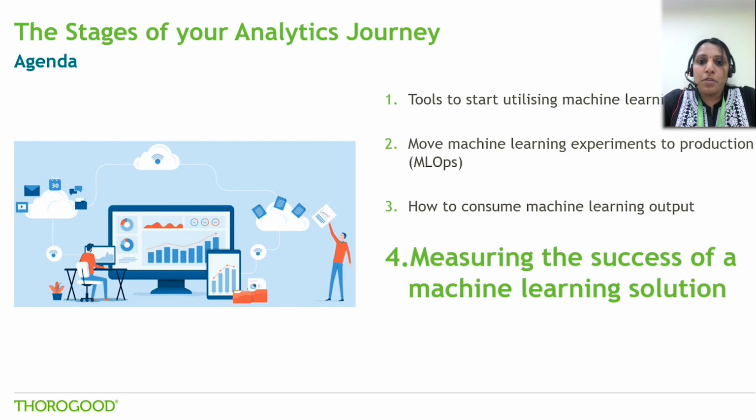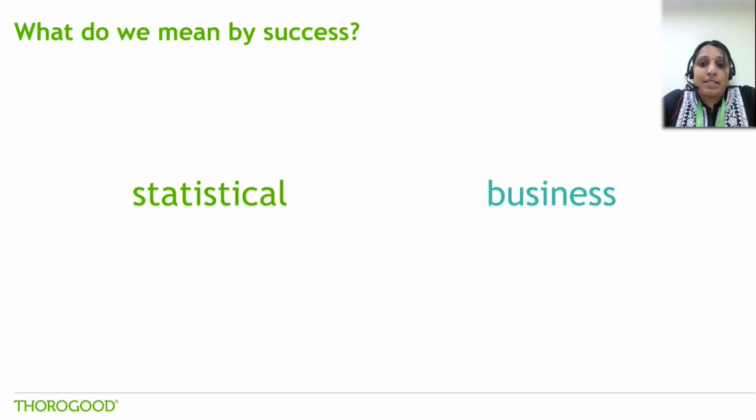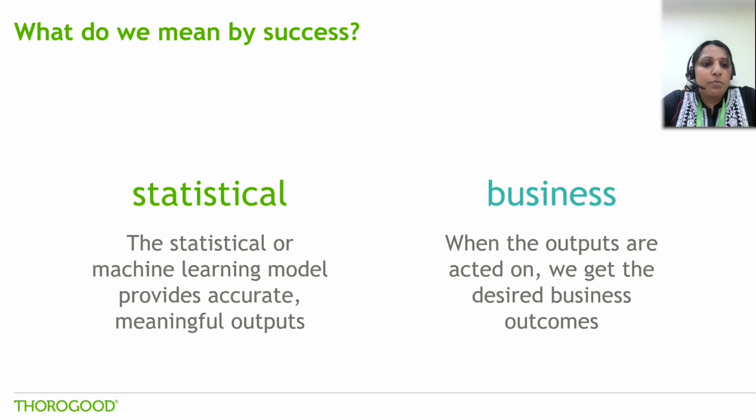Today, we will cover the fourth and final part of the series, the stages of your analytics journey, where we will discuss measuring the success of a machine learning solution. When we define success, it's important we consider two aspects: model or statistical performance, and business performance. Statistical model output gives more accurate, meaningful results, whereas these results are then acted upon to get desired business outcomes.